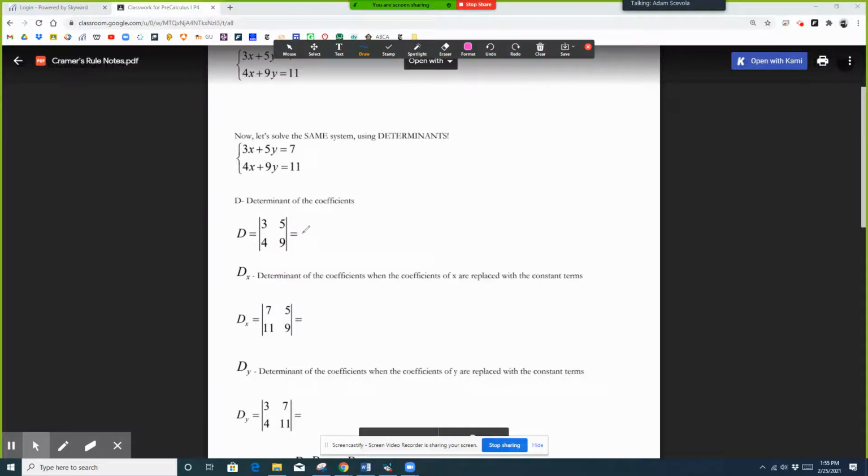So remember, this came out to be 7. All right, this will come out to be 63 minus 55, and that's 8. All right, and then Dy is when you take your coefficient matrix, but replace the y numbers with the constants, or the numbers on the other side of the equation. So that's how we get that right there.